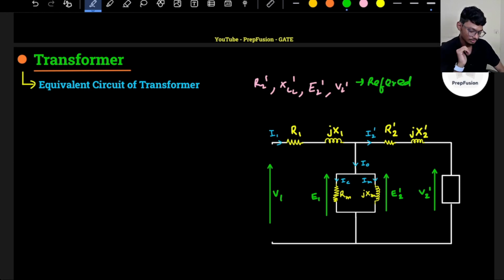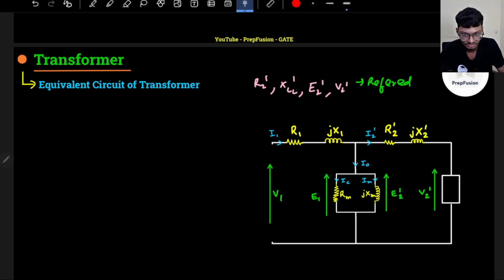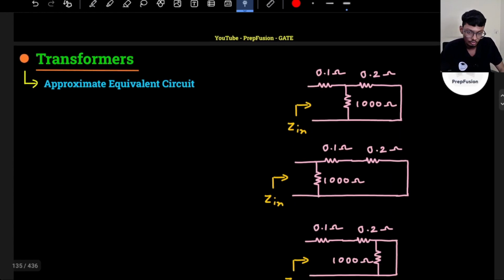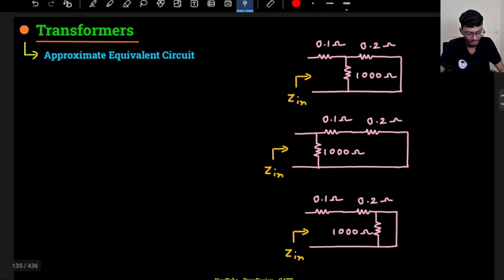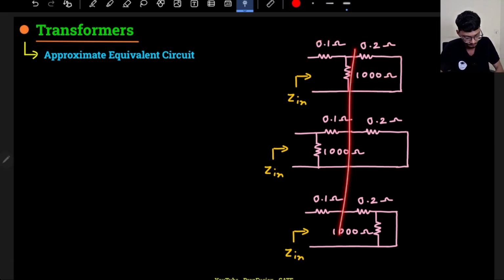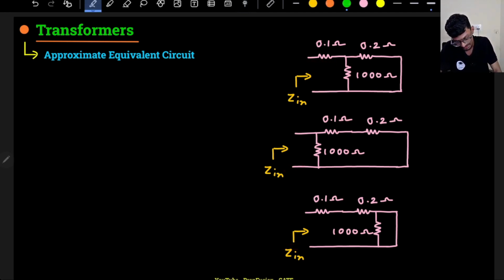Now this is my equivalent circuit because I have to do a few analyses. To do the analysis, I will approximate it. Before going into the approximation, let's solve this interesting thing. Let's say I have these resistance components arranged like this, three of them, with Zn here, here, here. What will be the input impedance in the first case, second case and third case? Let us calculate.